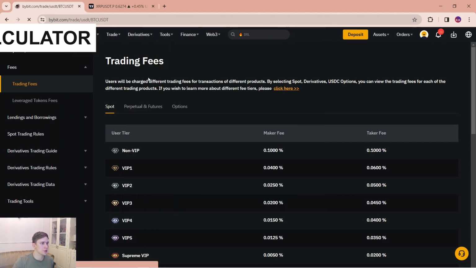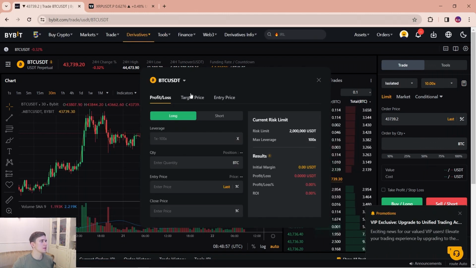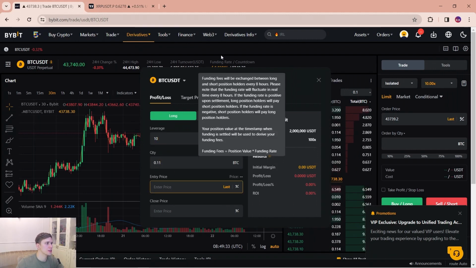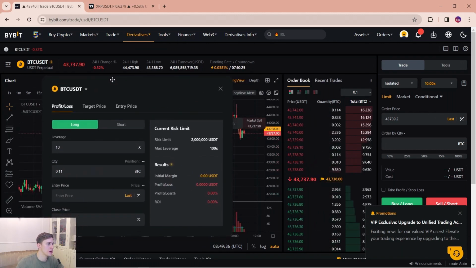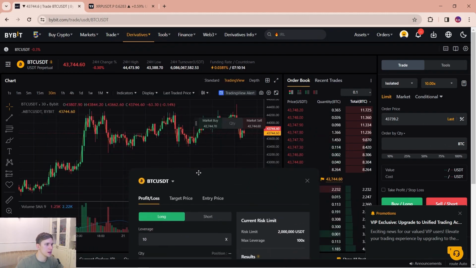Another really useful tool is the Bybit calculator. We go to USDT perpetual, and here we see the calculator. Let's imagine we will trade BTC. We use 10x leverage, and enter the quantity of BTC. Let's imagine we want to open a position for $5,000. We divide $5,000 by the current price. It will be 0.11 BTC, and the entry price will be the current price. And let's calculate our stop loss. Let's imagine it will be somewhere in this zone.